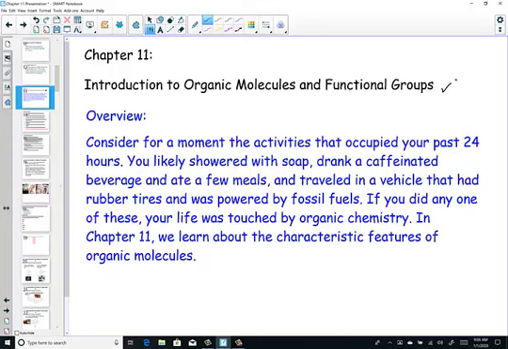Consider for a moment the activities that occupied your past 24 hours. You likely showered with soap, drank a caffeinated beverage, ate a few meals, and traveled in a vehicle that had rubber tires and was powered by fossil fuels. If you did any one of these, your life was touched by organic chemistry. In Chapter 11, we learn about the characteristic features of our organic molecules.